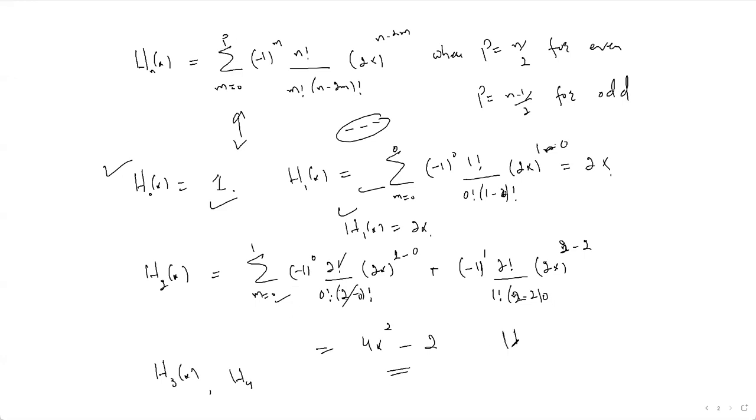So I will write here, h3 of x will be equal to 4x into 2x minus, and let me write it like this. It will be 8x square minus 12x. Yeah, h4 of x then comes out as 16x^4 minus 48x square plus 12, and so on.